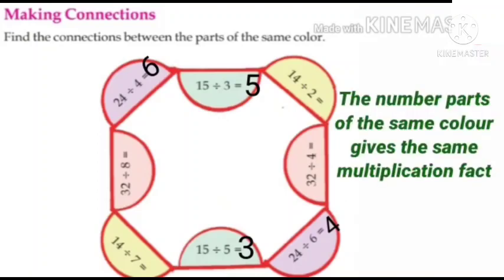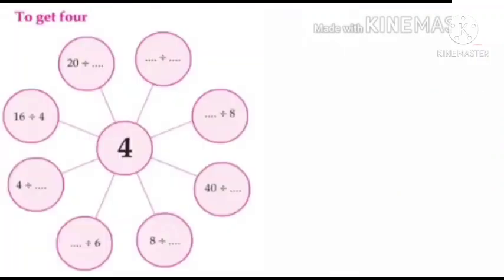From this, you should understand one thing. The parts of the same color give the same multiplication. You should check the remaining pairs and write their multiplication facts in your textbook. Okay. See the next activity.